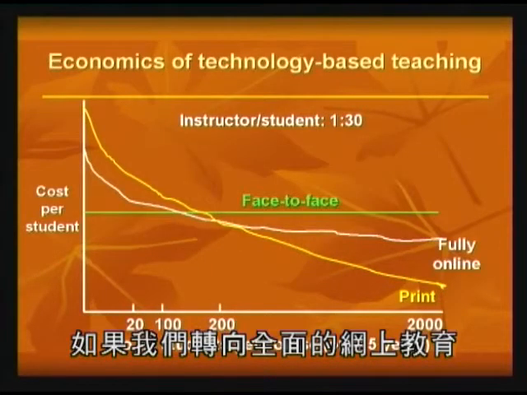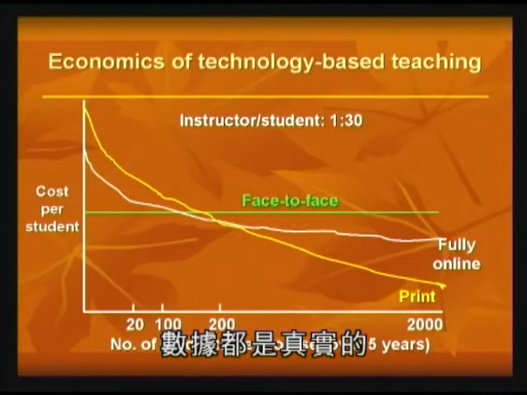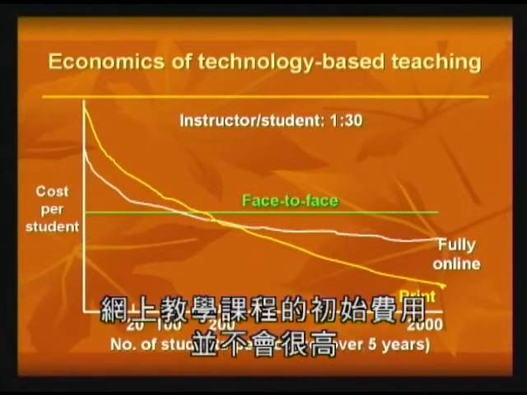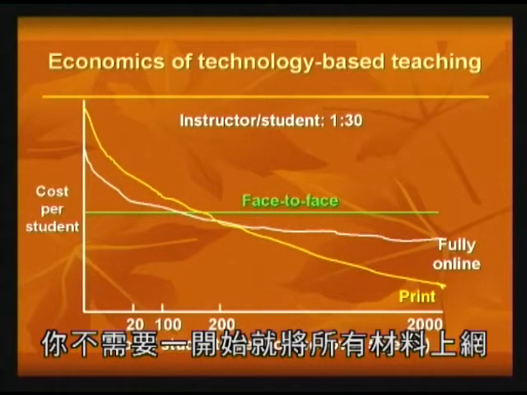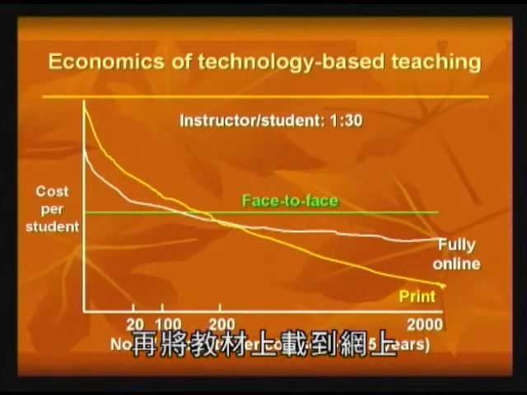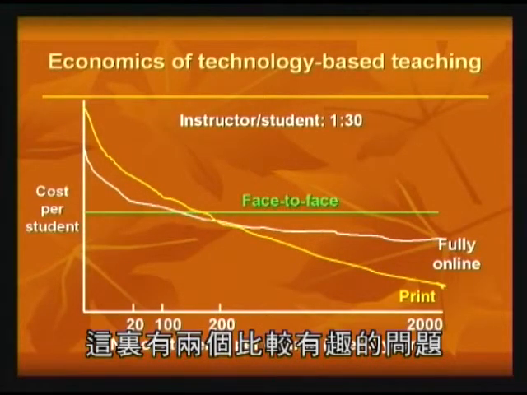If we go through to fully online distance courses, we get a graph like this, and again, this is real data. Not quite so much to set up as the print-based course because you have more flexibility with a web-based course. You don't have to get all the information up at the beginning. You can add it on as you're going to some extent. But notice here there's two interesting things about this cost.